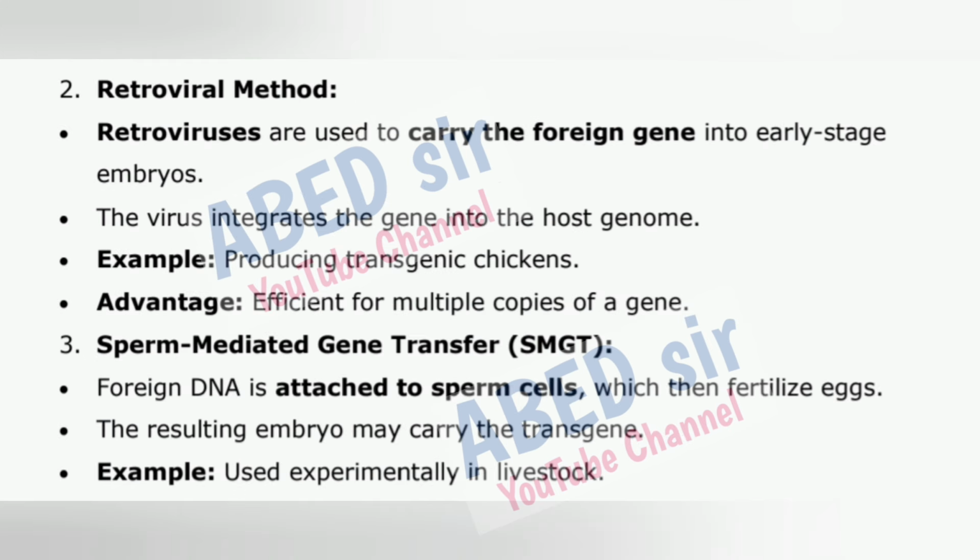2. Retroviral method. Retroviruses are used to carry the foreign gene into early-stage embryos. The virus integrates the gene into the host genome. Example, producing transgenic chickens. Advantage: efficient for multiple copies of a gene. 3. Sperm-mediated gene transfer, SMGT. Foreign DNA is attached to sperm cells, which then fertilize eggs. The resulting embryo may carry the transgene. Example, used experimentally in livestock.